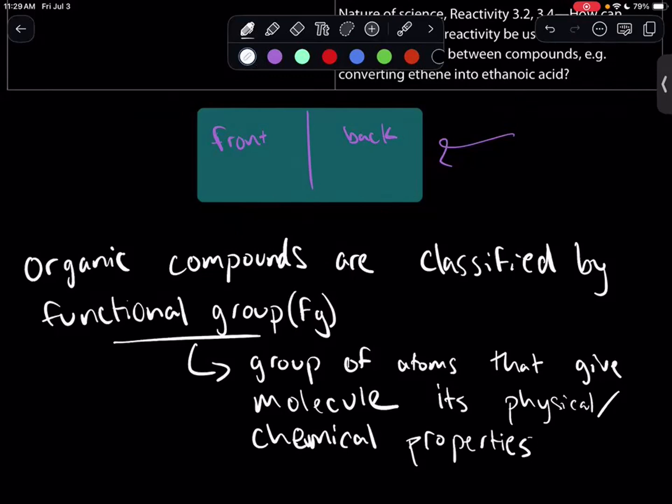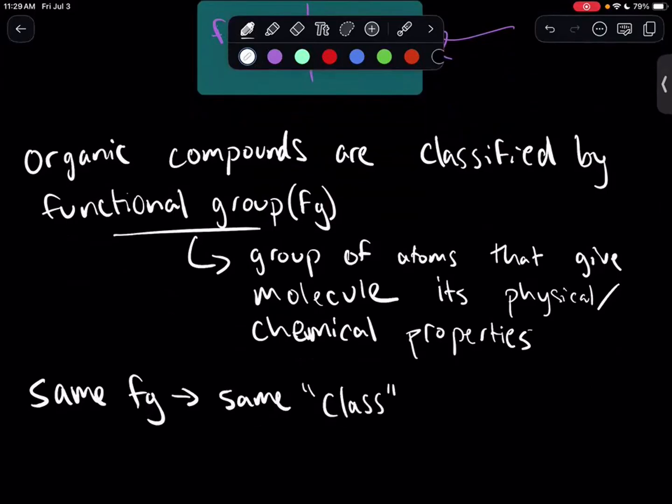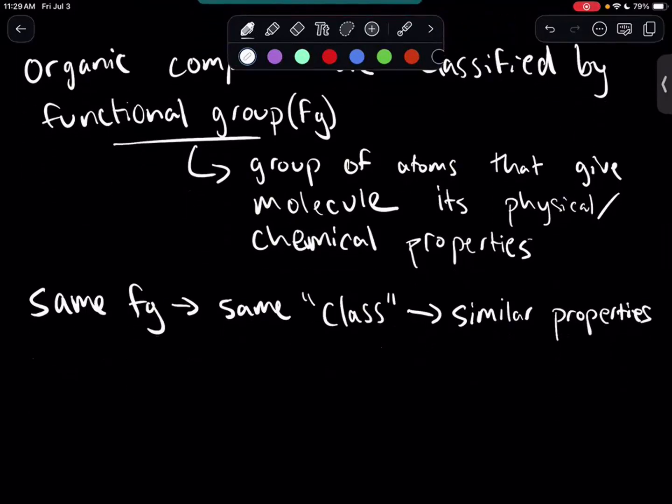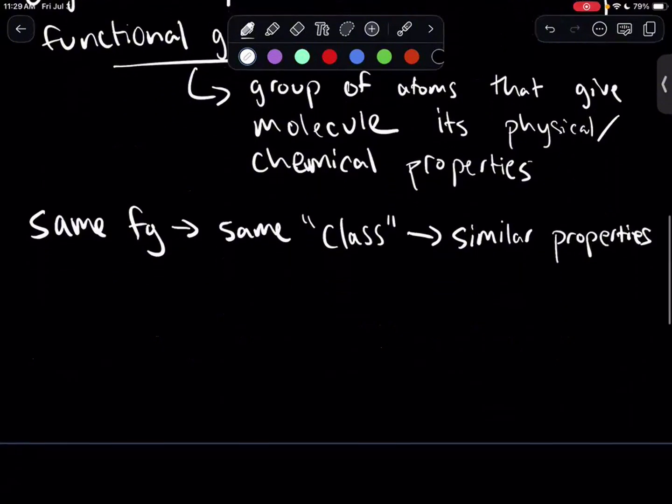So why do certain organic compounds act the way they do? Well, it's their functional groups. Generally, what we say is if we have the same functional group, that refers to the same class of organic compounds. And if they're in the same class, then they have similar properties. I don't say same here because each compound is slightly different. It could be the length of the hydrocarbons, the number of functional groups, or the types, but overall, we will just say similar properties based on that functional group.